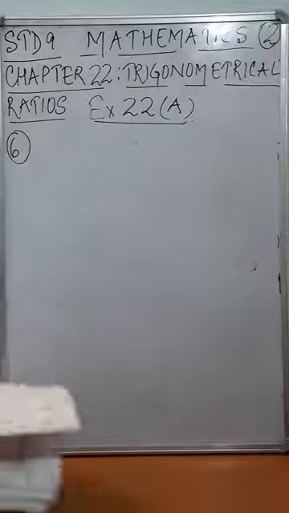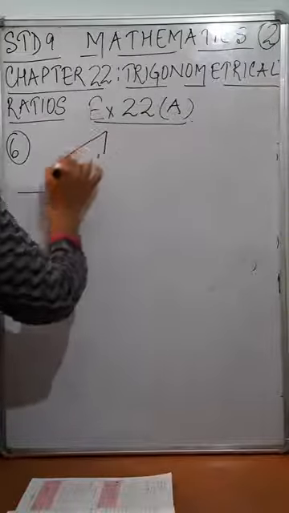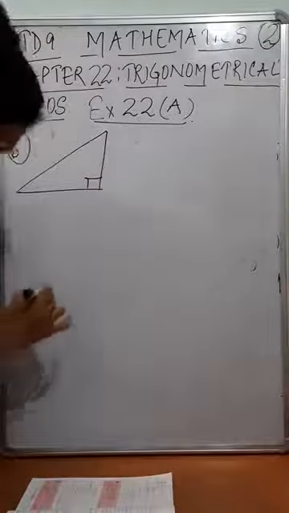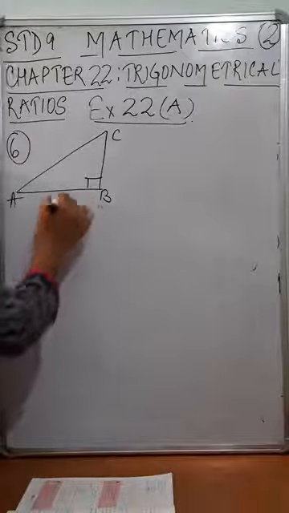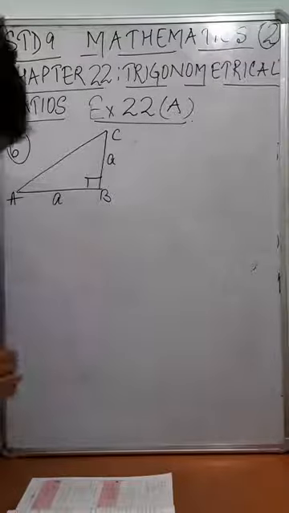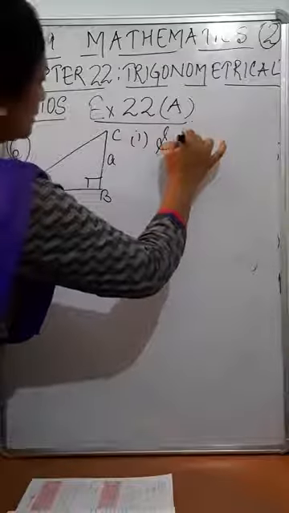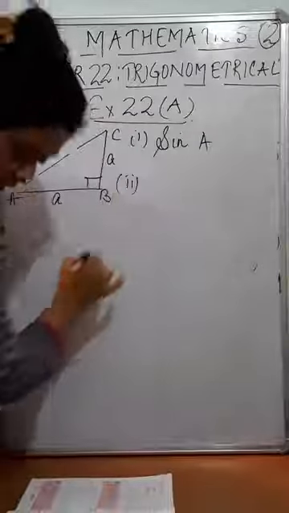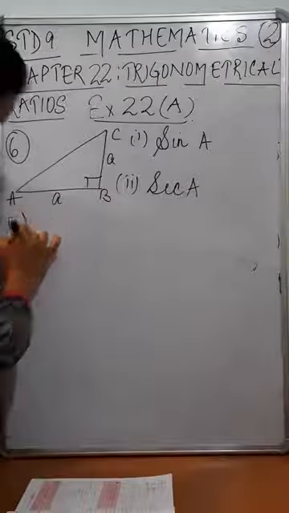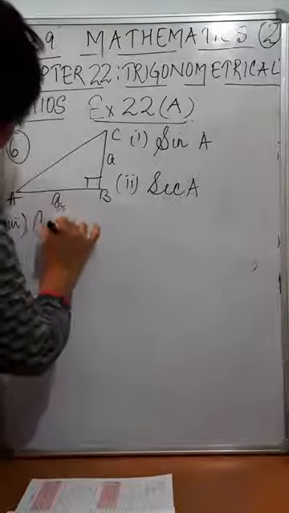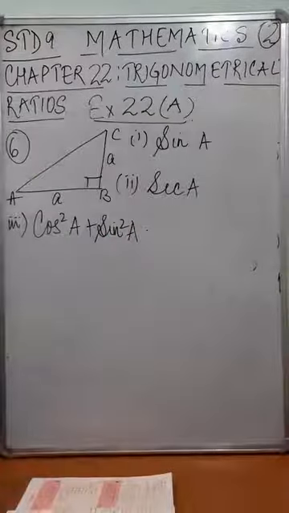Question number 6. From the figure given, it's a right angle triangle ABC, right angled at B. Both the sides AB is equal to BC is equal to A. We have to find the value of sine A, second, sec A, and third, cos square A plus sine square A.